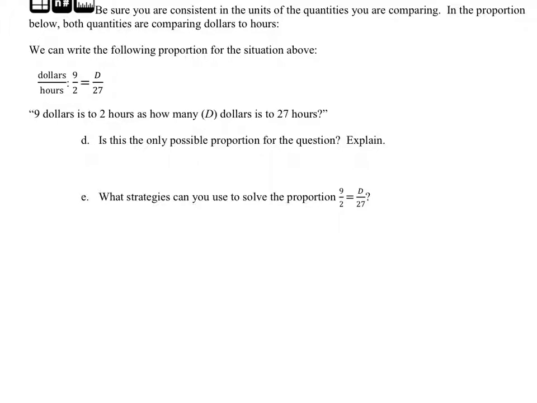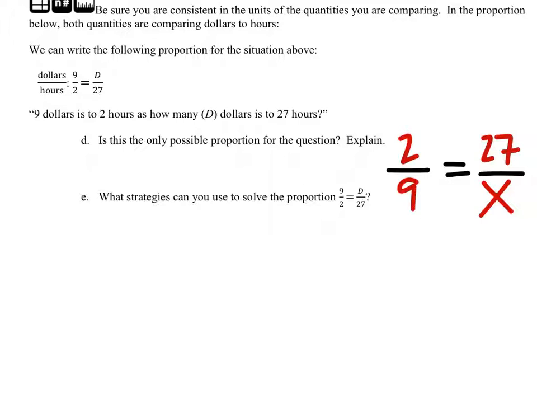Is this the only possible proportion for the question? Nope! We could set it up differently if we wanted to. We could still make this a proportion, so we've got two fraction lines and an equal sign. But we could flip them and make this 2 over 9 is equal to 27 over the number of dollars. We didn't use D though, we used X. The nice thing about this is it doesn't matter if we flip the fractions, it's always going to give us the same answer either way. So if you solve this proportion, you would still get that X would be $121.50.